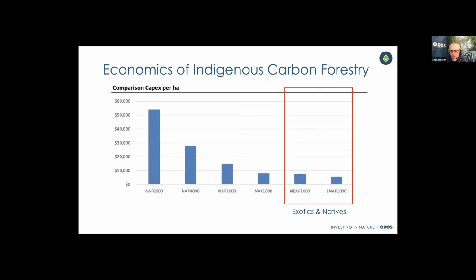And then you can see if only 1,000 stems a hectare, it's much lower. The project types on the right are when you do a mixed forest where some of the area is planted in exotics as an exotic woodlot. And in the NEAF 1000, that's where 20% of the area is planted in exotics and 80% of the area is planted in natives. And the one on the very right is when 80% is planted in natives and 20% exotic. So essentially the take-home message is obviously the high planting density for native reforestation is very, very expensive.